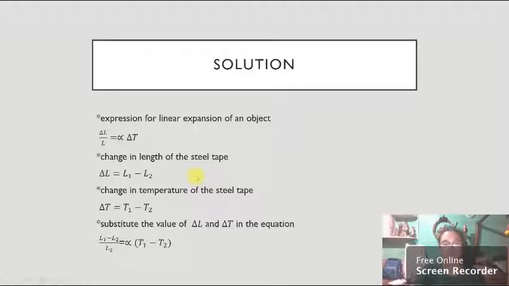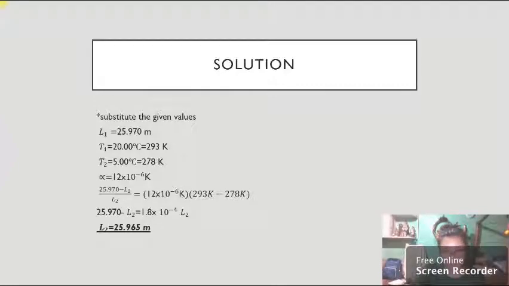And then after that, since we have all the equations that we need, we're going to substitute the values of delta L and delta T in the equation. So we're going to have L sub 1 minus L sub 2 over L sub 2 equal to alpha times the change in temperature. After that, we're going to substitute the given values that we have. So L sub 1 is the measured length of the tape. Actually, in this problem, we're going to look for the actual length of the steel tape, the true distance.